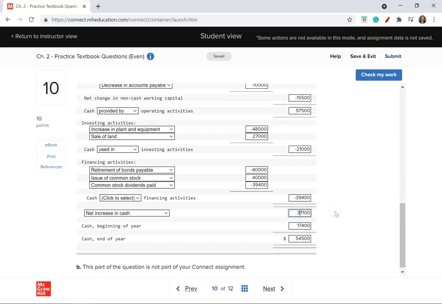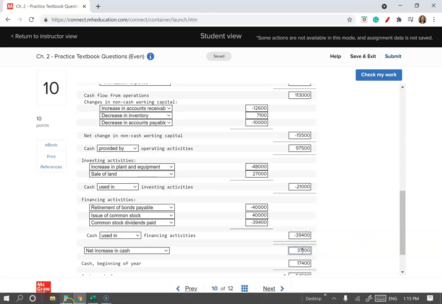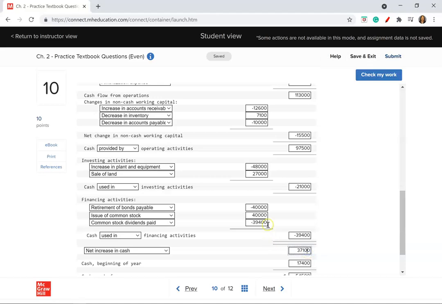And now I'll know if I did my cash flow statement properly if I take my total from operating activities and my total from investing activities, and then my total from financing activities, that one was minus, so I'll say used in, it should equal 37,100. So let's double check and see if we're right. So 97,500 minus 21,000 minus 39,400. That gives me 37,100. So our cash flow is balanced.